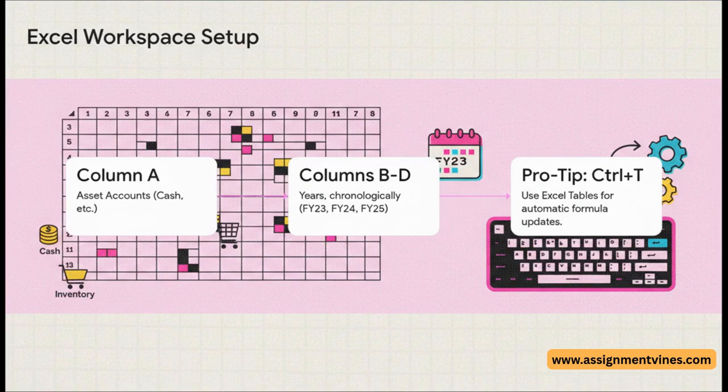And listen up, here is a pro tip that will literally save you hours down the road. Select all your data and just hit Control-T. That simple shortcut turns it into an official Excel table. Why does that matter? Because now your formulas will automatically fill down when you add new data. Seriously, it's a total game changer.